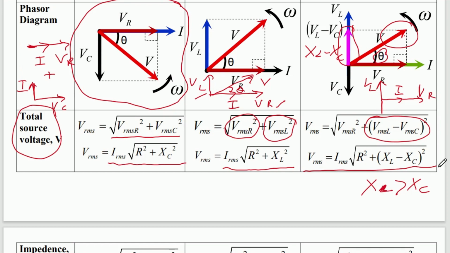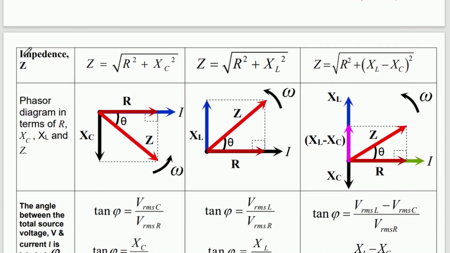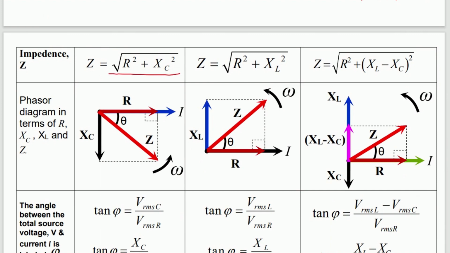Alright, now look at the impedance Z. For the RC circuit, Z equals the square root of R squared plus XC squared. For the RL circuit, Z equals the square root of R squared plus XL squared. For the combination RCL, Z equals the square root of R squared plus (XL minus XC) squared, if XL is larger than XC or otherwise.